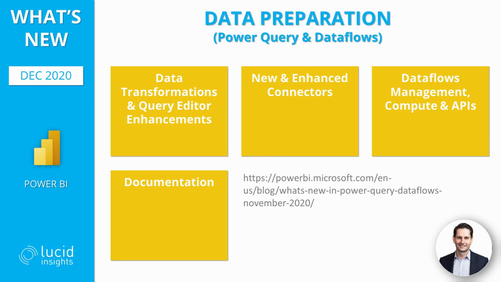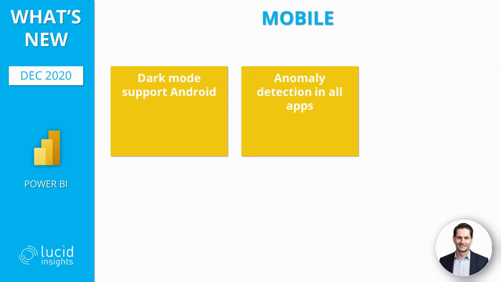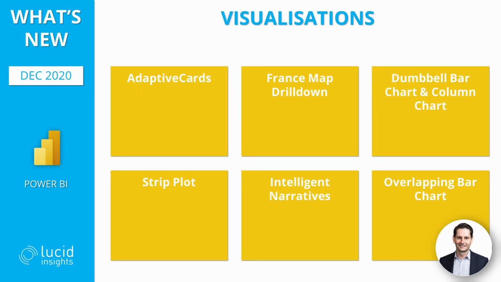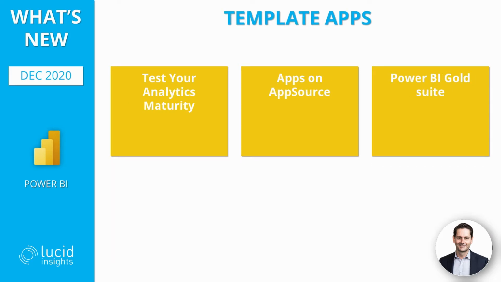In the data preparation, Power Query, and dataflows, there's a big blog which is listed there, and this slide doesn't really give it justice, but it's a huge release. In the data connectivity, we've got a few connectors out, and in mobile, I think the important part there is really the anomaly detection being supported in all apps. A few new visualizations, which is always good, and I think we always see something every month there. And in the service, the Power BI search, the home list experience, and the publish message is kind of interesting, as is the copy paste data to web coming in the future.